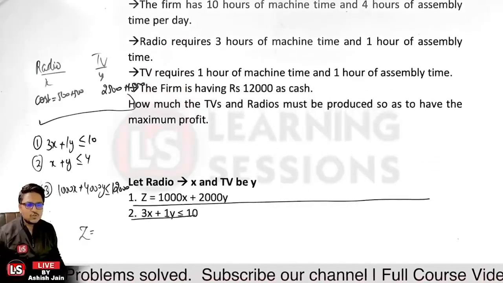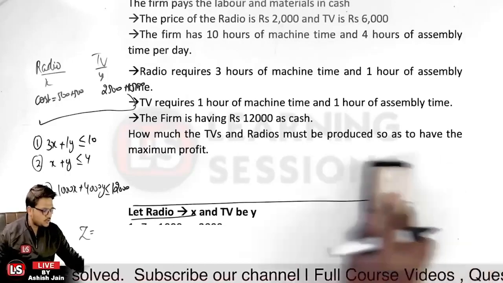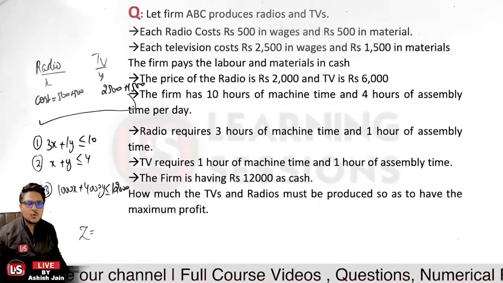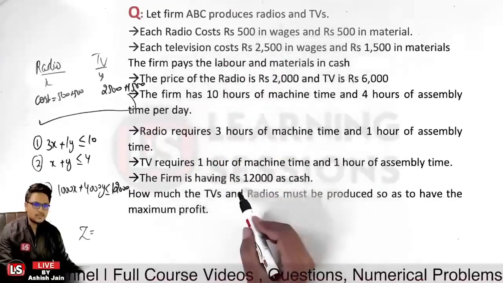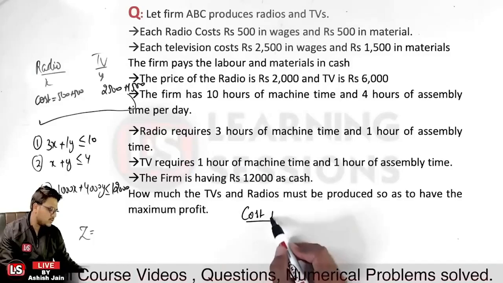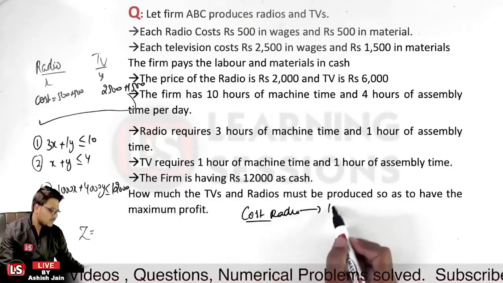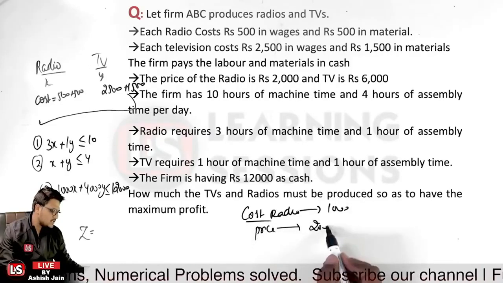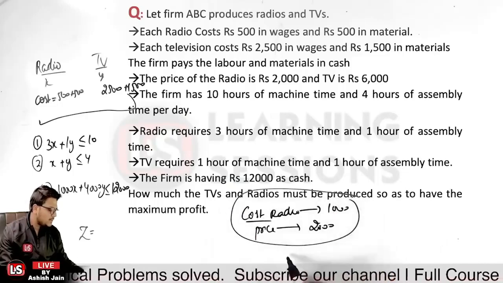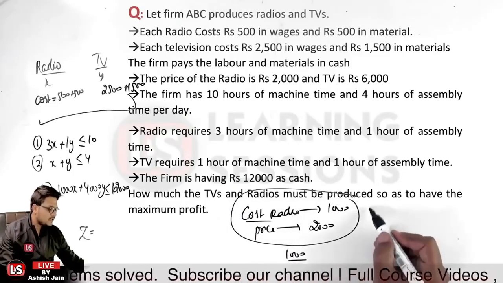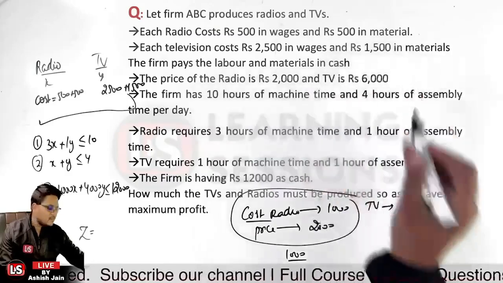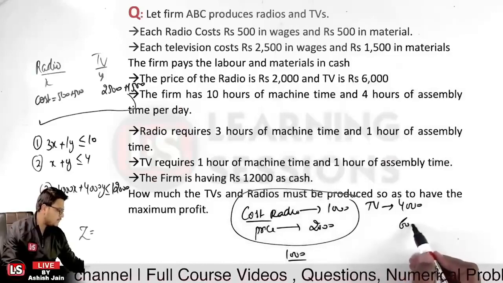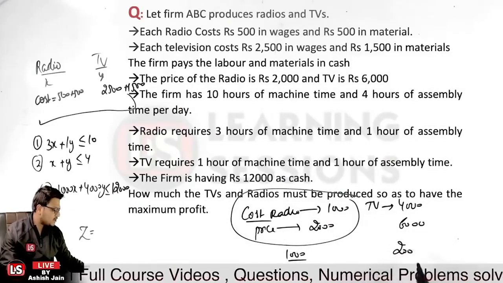So let's have a look. Z is equal to 1000x plus 2000y. Why is it 1000x plus 2000y? Let me explain why. The cost related to the radio is 1000 rupees, and we are selling the radio at rupees 2000. So the profit on one radio is rupees 1000. For the cost of the TV, it is given to be 2500 plus 1500, that is 4000 rupees. Further, we are selling the TV at rupees 6000. So the profit in the case of a TV is 2000.